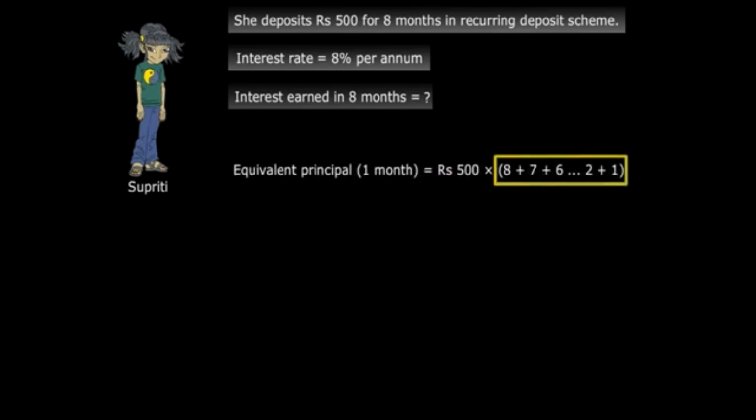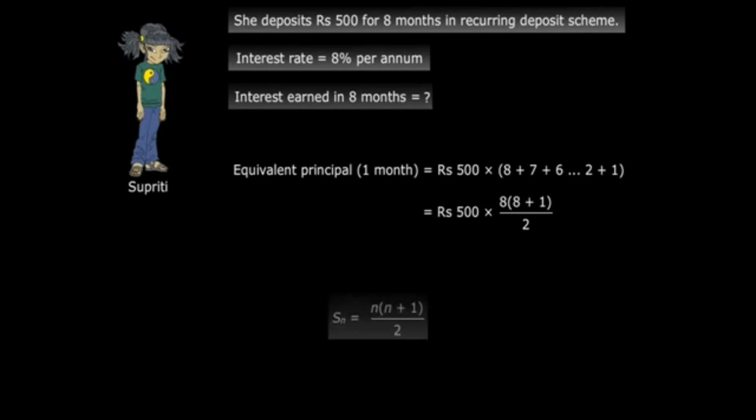Now look at this expression. I can also write it as 8 into 8 plus 1 by 2. How did I get this expression? I use the formula for the sum of first n natural numbers, and that is n into n plus 1 by 2, right? Now when you simplify this expression, what you get is 4 into 9. You simplify this expression now, and you get your answer as 18,000.